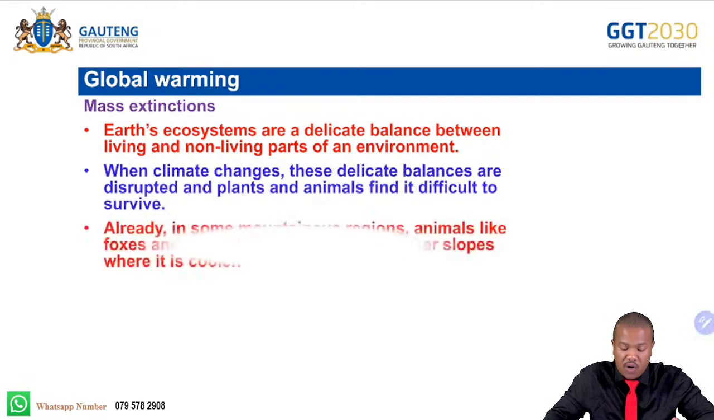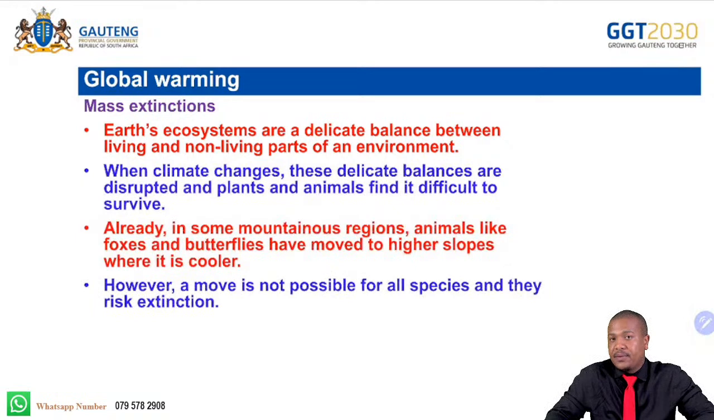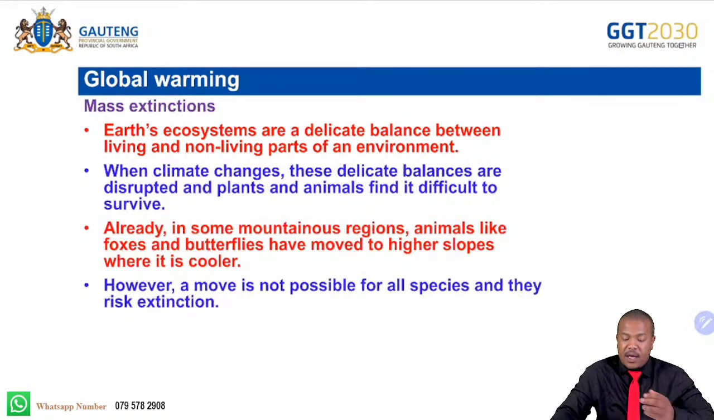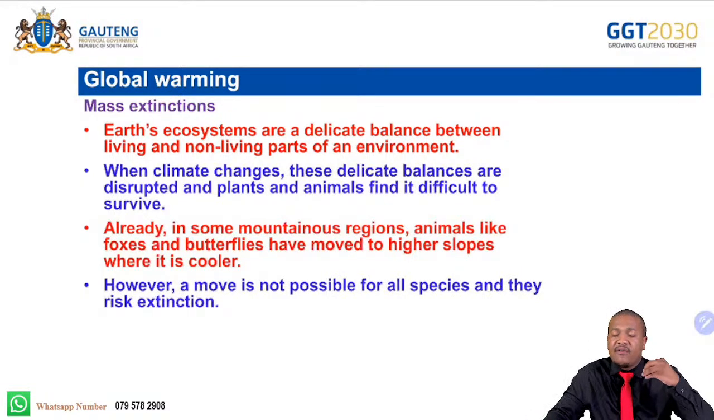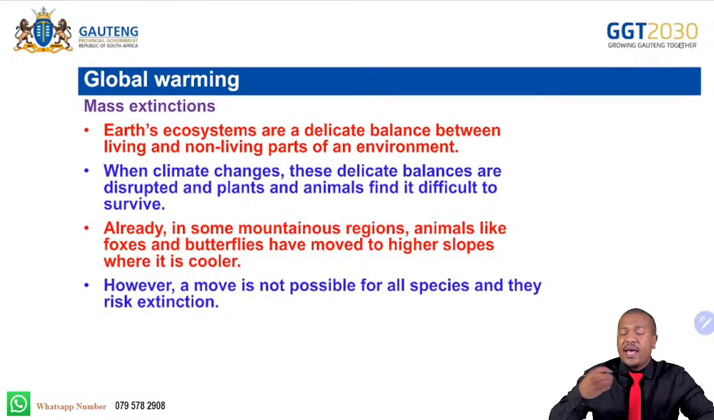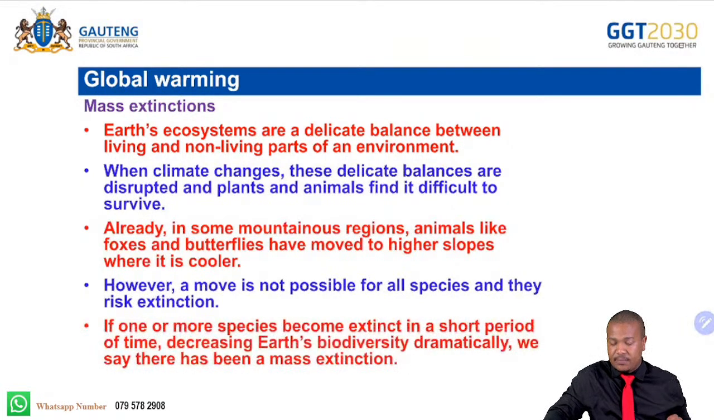making it difficult to survive. Already in some mountainous regions, animals like foxes and butterflies have moved to higher slopes where it is cooler. However, a move is not possible for all species and they risk extinction. Some species may not survive or may not be able to migrate, meaning they are going to be affected and die because of lack of survival traits.